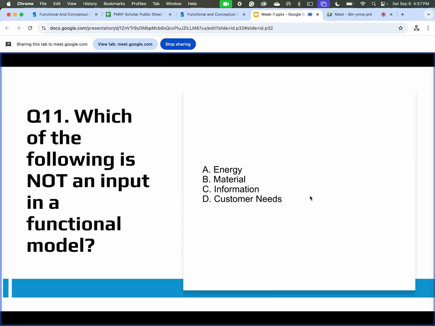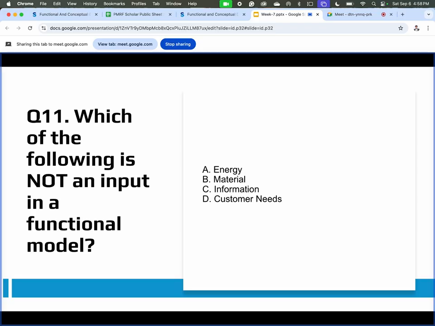So moving towards the next slide, question number 11: which of the following is not an input in a functional model? Is it energy, material, information, or customer needs? In functional modeling, inputs are strictly defined as flows of energy, material, or information. These are tangible or intangible resources that enter the system and undergo transformation.